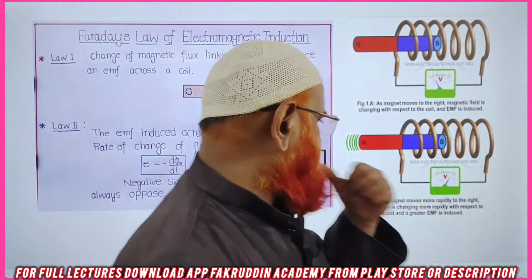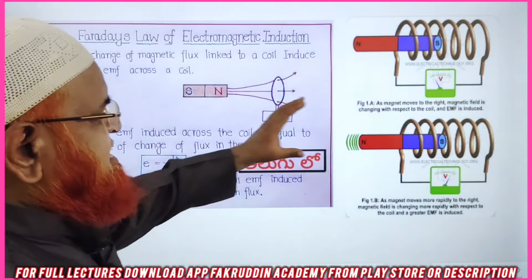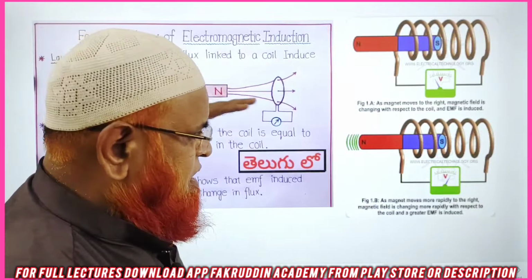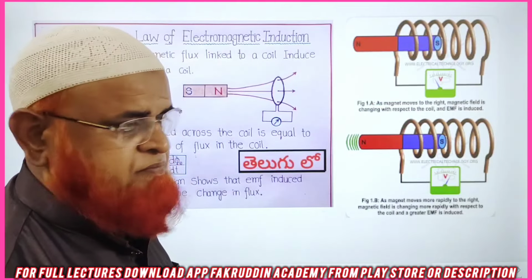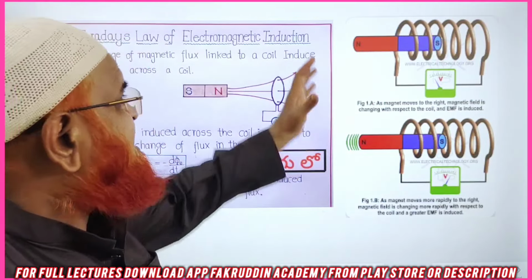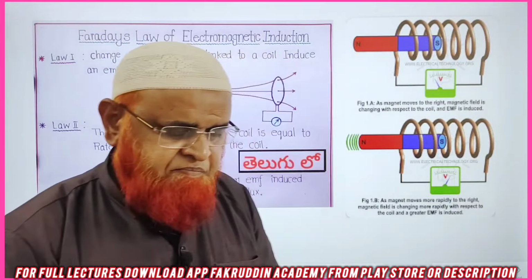So electromotive force is developed here. Now, see here. Next thing is, the to and fro motion of this magnet creates an electromotive force. Now, Faraday's law. What is the meaning of Faraday's law?